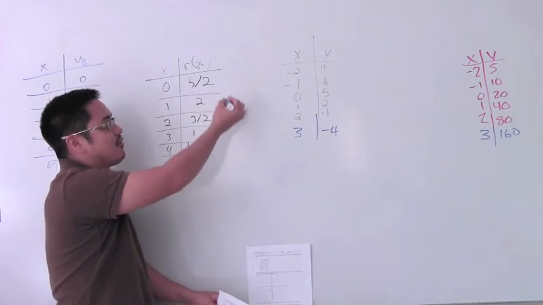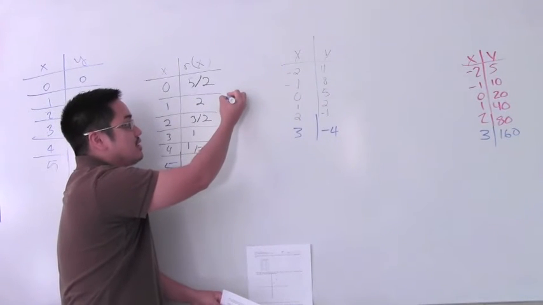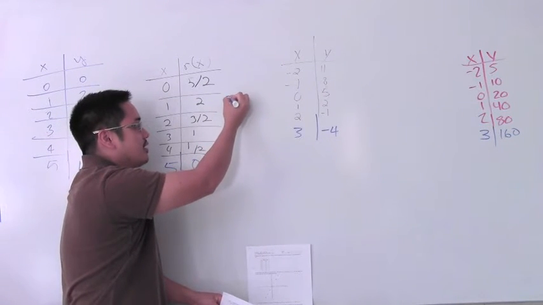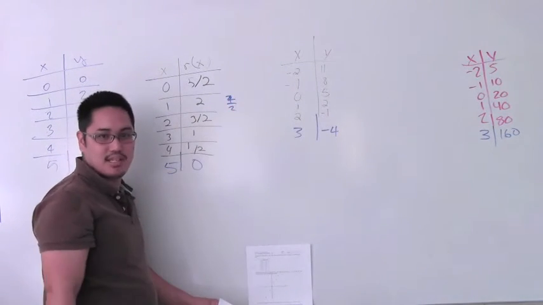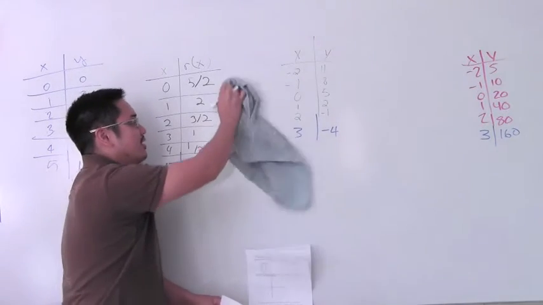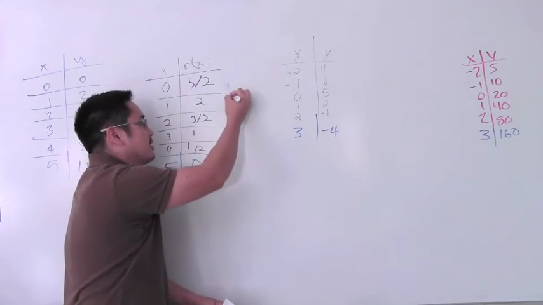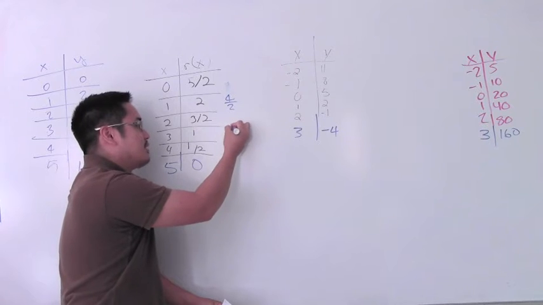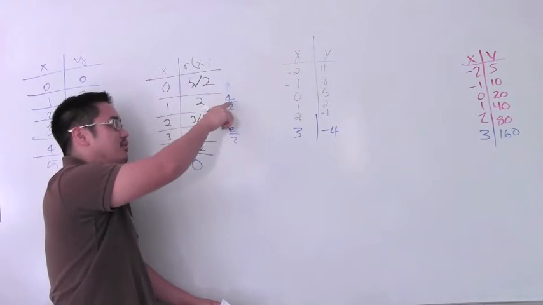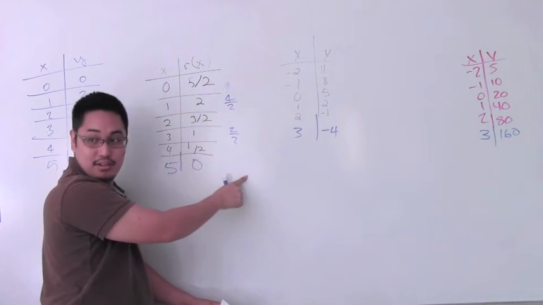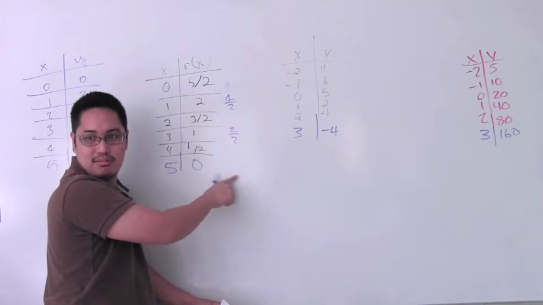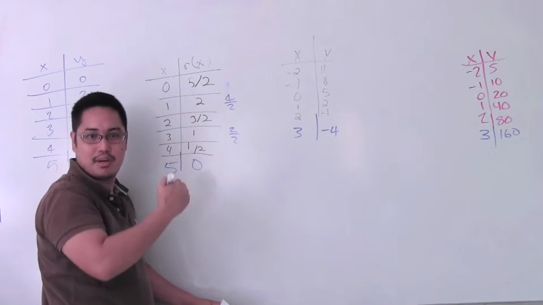I mean, if you look at this, 5 halves, 2 is the same as 4 halves, right? 4 halves is the same as 2. 1 is the same as 2 halves. So look at it, 5 halves, 4 halves, 3 halves, 2 halves, 1 half. You're right, 0 halves. 0 halves is the same as 0. You're just going down by a half.